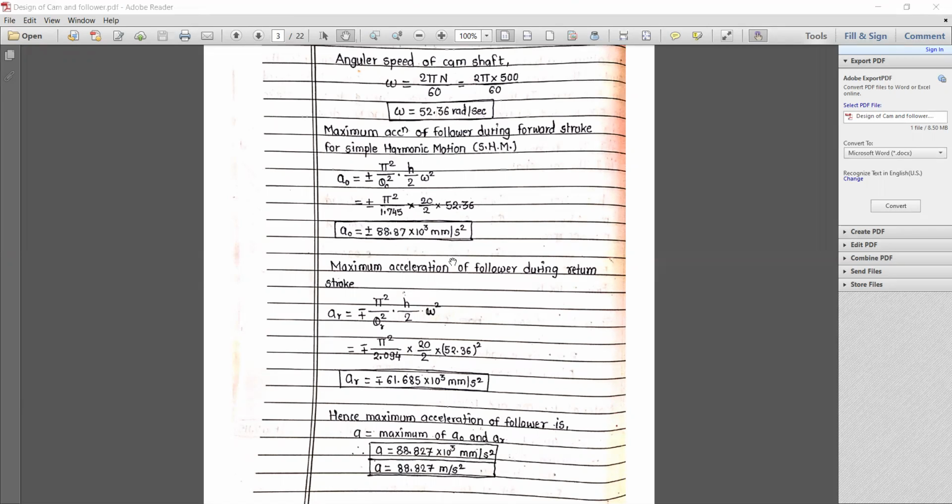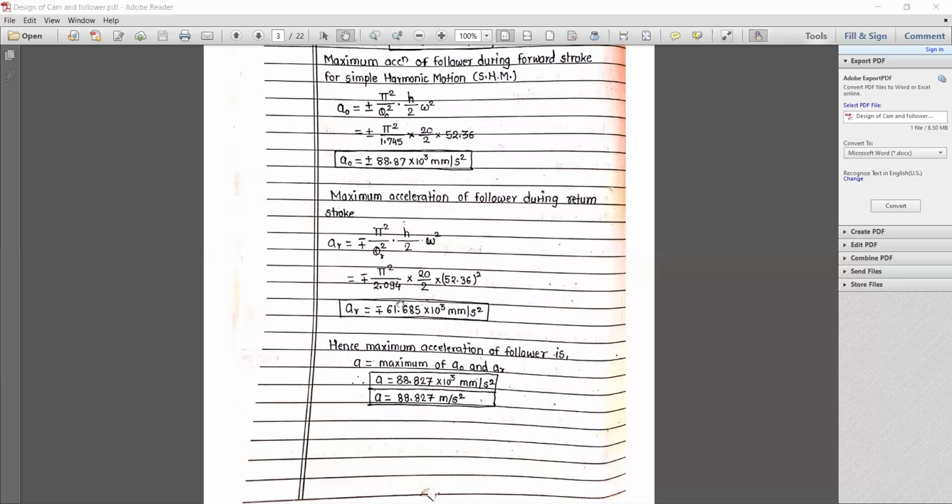The angle is given to us in degrees, so initially when we got the given data, we converted it into radians so that we can use it here directly. So you can put in the values: h is 20 mm, omega is 52.36. Putting all the values, what do we get? A0, the maximum acceleration during the forward stroke, is plus minus 88.87 into 10 raised to 3 mm per second square.